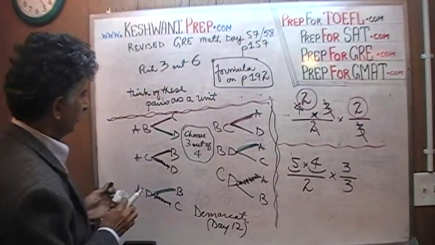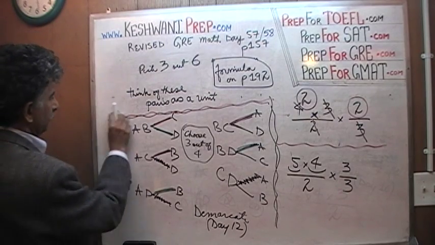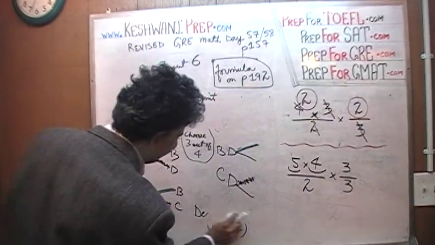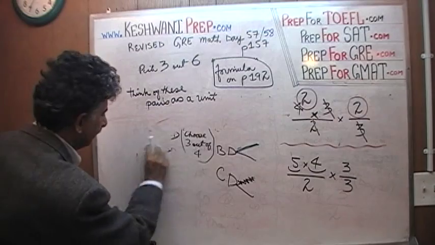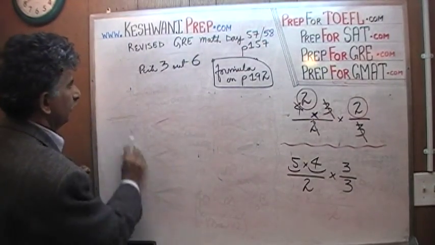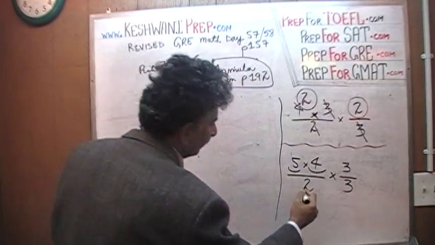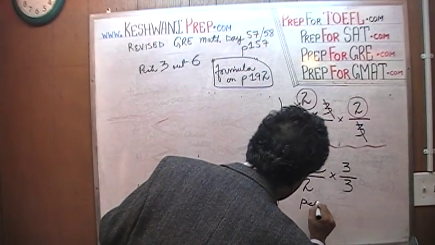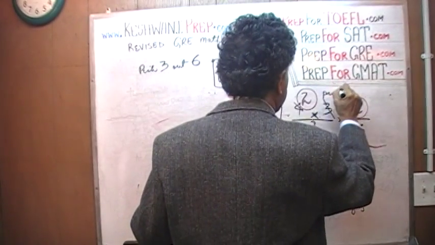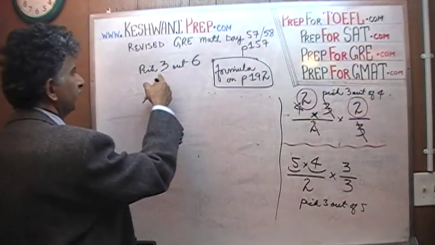Now, let's pick 3 out of 6. 3 out of 6. Where should we do it? Let's erase this thing. We don't need this thing anymore. So this was 5 out. This was pick 3 out of 5. This was pick 3 out of 4, and now we are doing pick 3 out of 6.